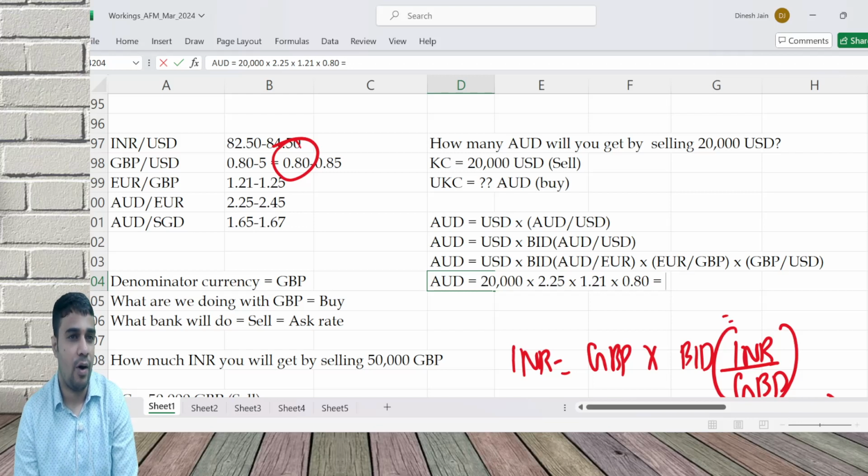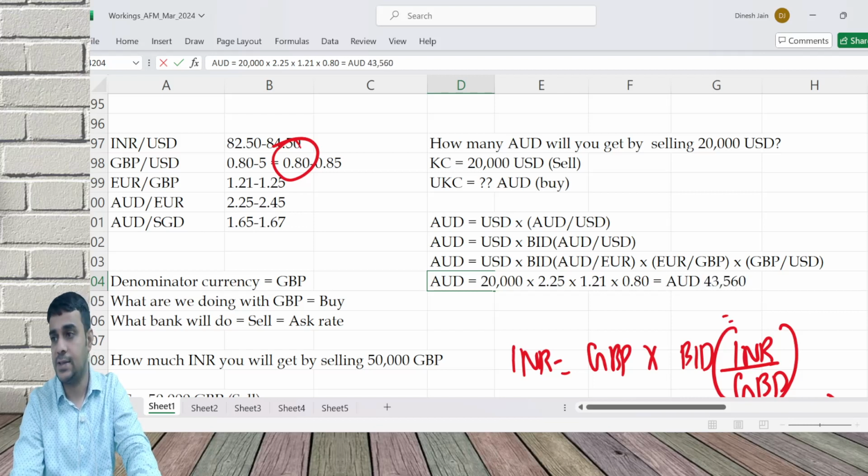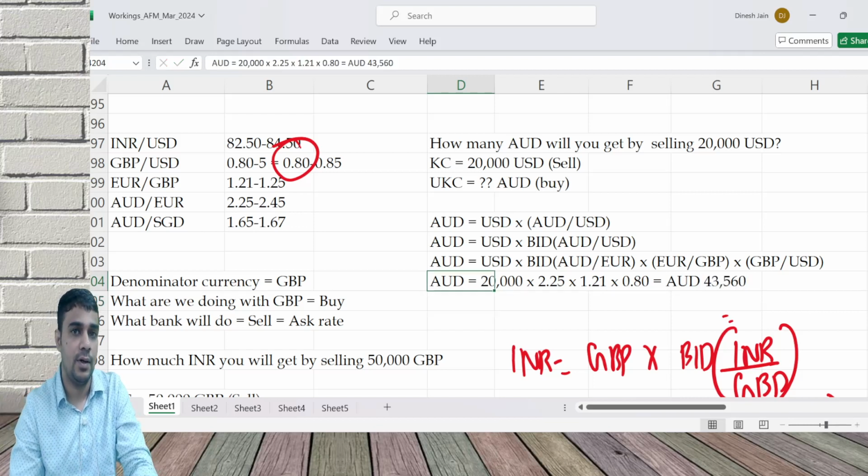Technically, these numbers can be wrong or dull. I am not bothered much about it. I just drafted one question to explain these things. What's the answer you get? AUD 43, 6, 0. Any doubts on this?